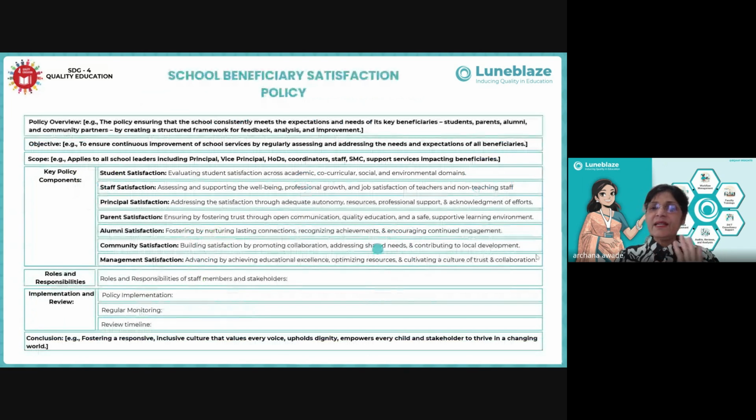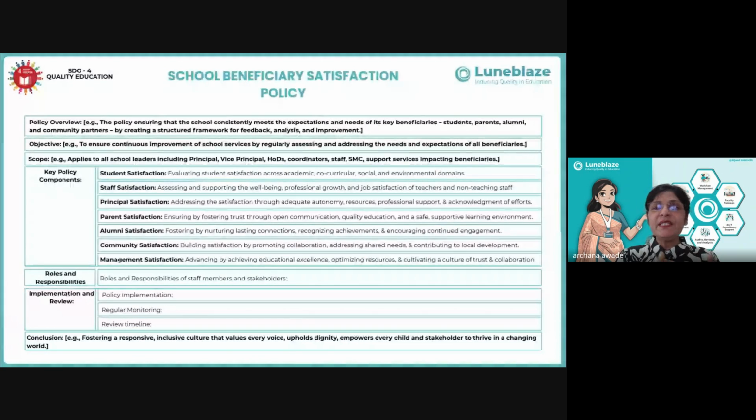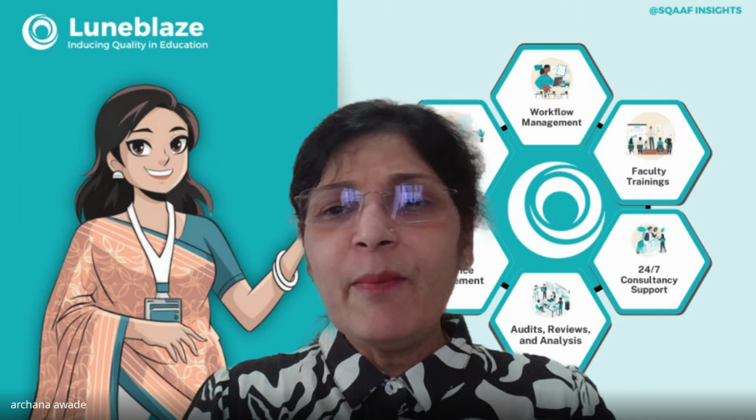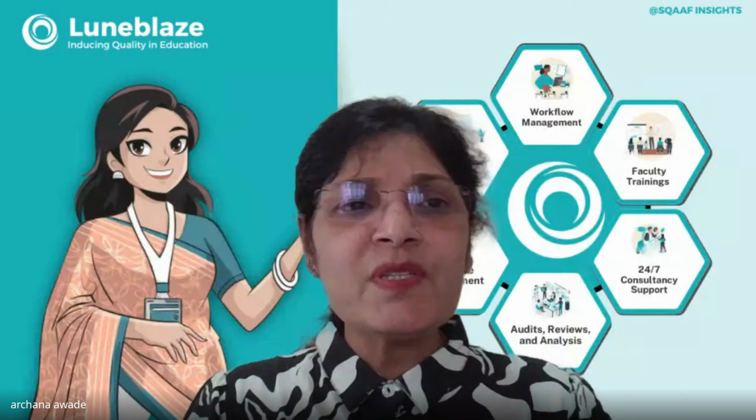So next is the template, which is showing you the school beneficiary satisfaction policy. This template will have a policy overview, then objective, then the scope, then the key policy components, roles and responsibilities, implementation and review, and a concluding statement. So it is like action steps for the school to maintain in this policy. The policy overview is the why behind the policy, why we are having this policy in place. This ensures schools don't just assume stakeholders are satisfied, but actually measure and improve systematically.